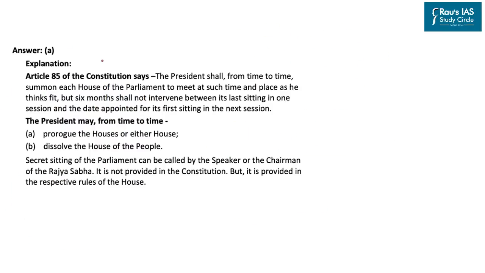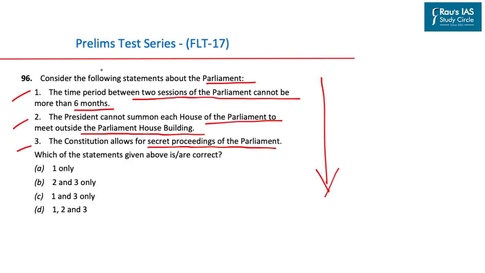So in the explanation of this particular question on prelims test series, it clearly stated about Article 85 which we have just discussed. And regarding the secret sitting of the parliament, it highlights that secret sitting of the parliament can be called by the speaker of Lok Sabha or the chairman of Rajya Sabha. However, this aspect has not been provided in the Constitution of India, but provided in the respective rules of the House of Lok Sabha and Rajya Sabha. So based on this information, options second and third become incorrect. So here the correct answer was A.